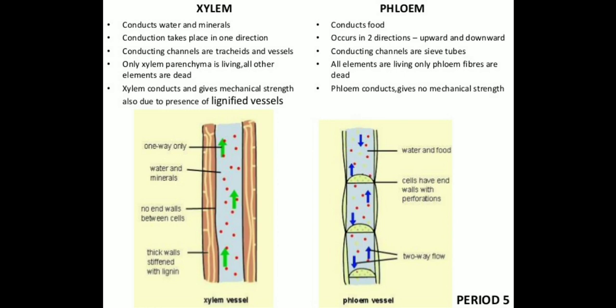Only xylem parenchyma is living and other elements are completely dead. In case of phloem, all elements are living, only phloem fibers are dead. Xylem conducts and gives mechanical strength due to the presence of lignified vessels. Phloem conducts and phloem doesn't help in mechanical strength. So this is the difference between xylem and phloem.